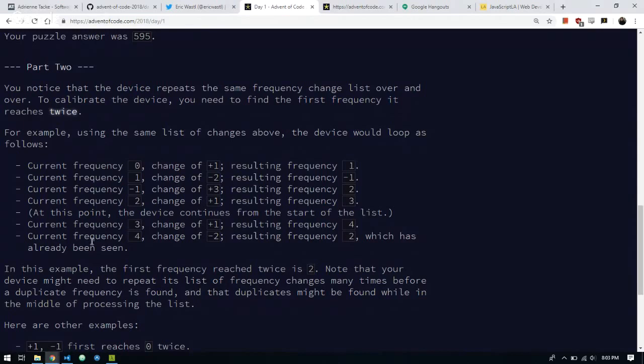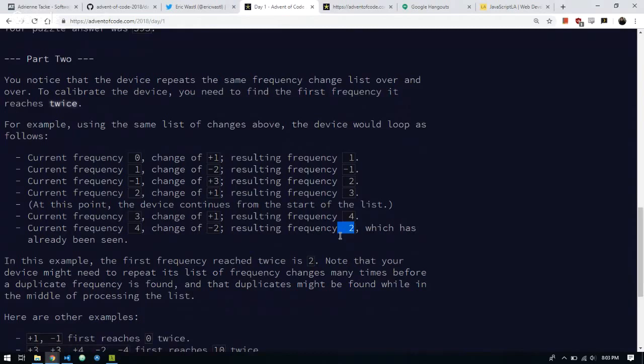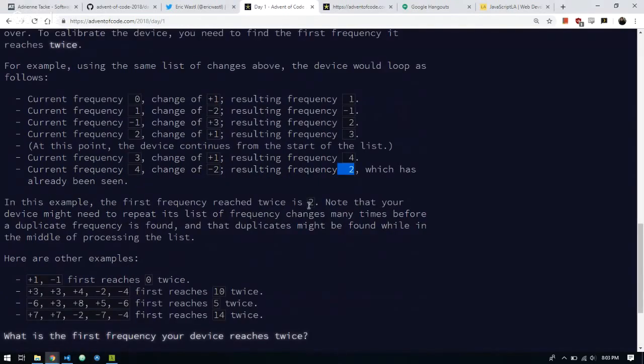Current frequency is 3, change of +1, resulting frequency is 4, and then the last one, the goal that we're trying to get to, current frequency is 4, change of -2, resulting frequency is 2, which has already been seen right here. So in this example, the first frequency reached is 2.